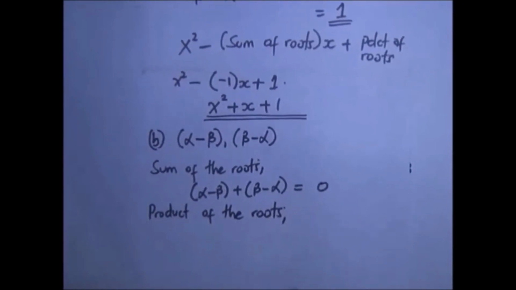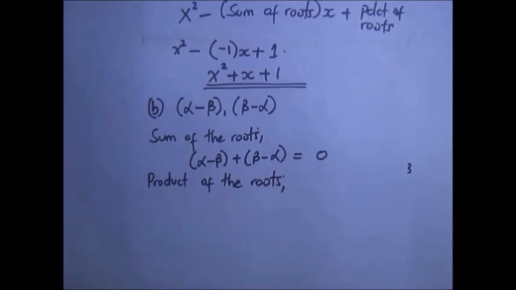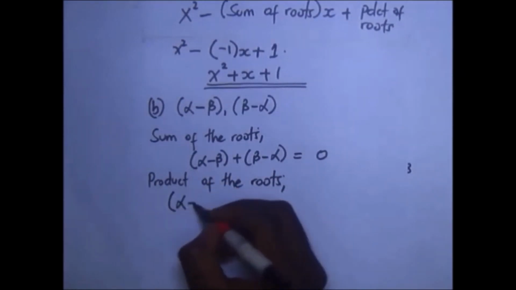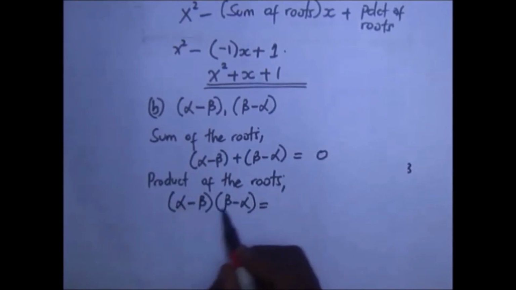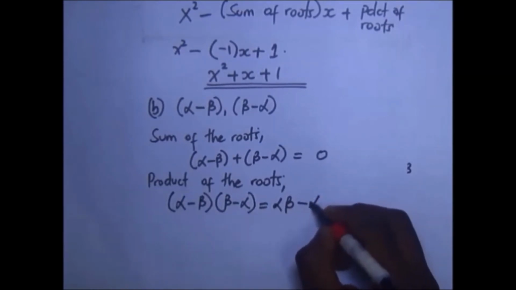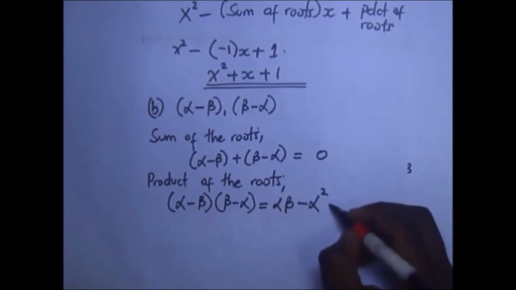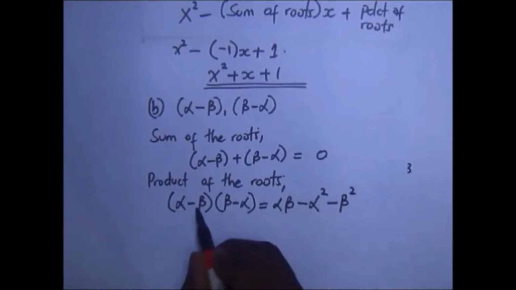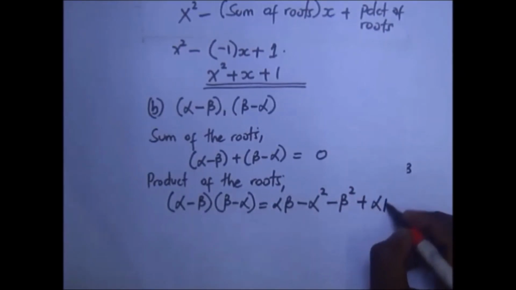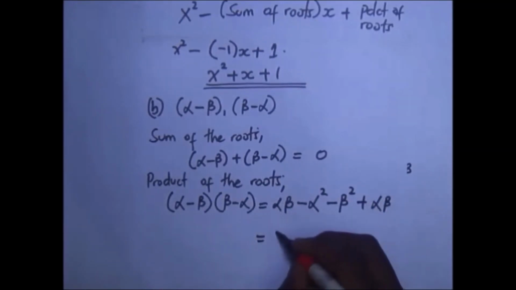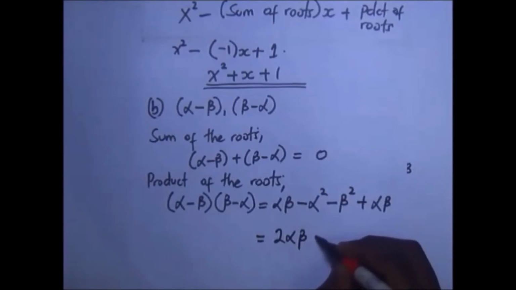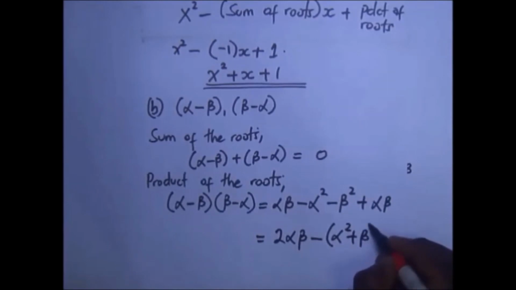The product of the roots, we are going to multiply those two terms together. So it's going to become alpha minus beta times beta minus alpha. That's going to be this times that is alpha beta. This times that is minus alpha squared. This times that is minus beta squared. Then this times that is positive alpha beta. So here what do we have? We have this and that. That's going to be 2 alpha beta. Then this is all going to be minus, in brackets, alpha squared plus beta squared.